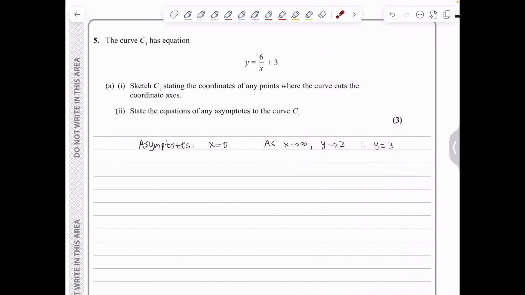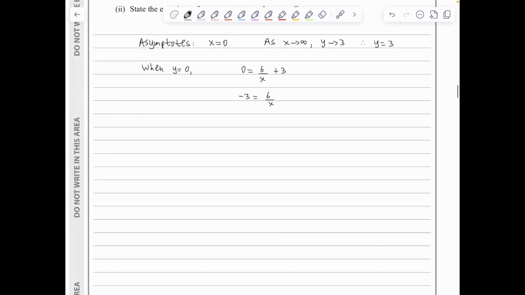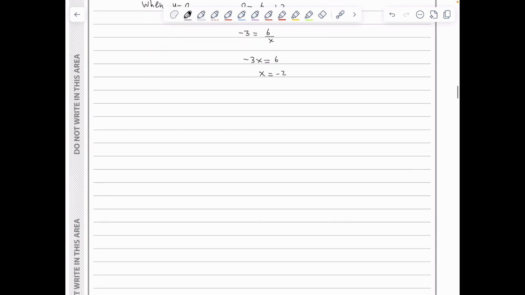I will then proceed to find the cut on the x-axis, which means that y is equal to 0. So when y is 0, we're looking at 0 = 6/x + 3. So we're looking at -3 = 6/x. I will cross multiply to get -3x = 6, and therefore x = -2 is the cut on the x-axis, which means I can proceed to sketching the graph.